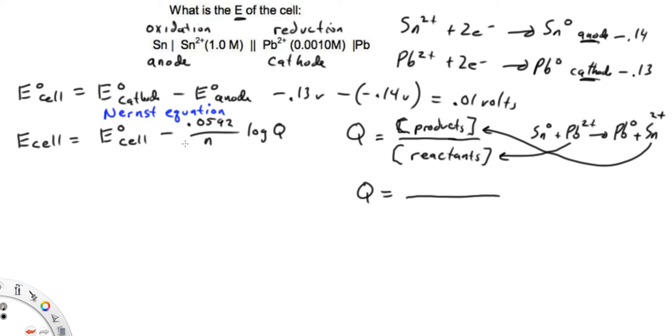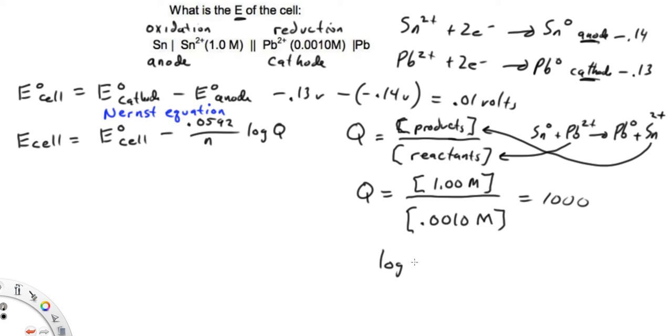So we want to make sure we get this right. My product is going to be tin 2, even though it's over here on the left, that's what's formed. And so that concentration is going to be 1.00 molar. That's what's given. And then on the bottom is going to be my lead 2, 0.0010 molar. Those are the only species in the reaction. Tin naught and lead naught are not going to be included in that. So that's going to equal 1,000.